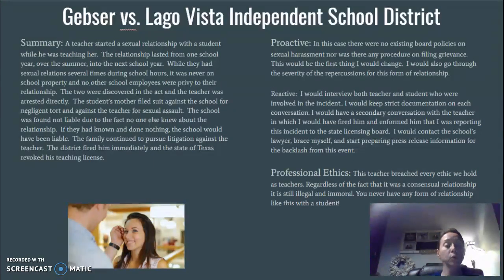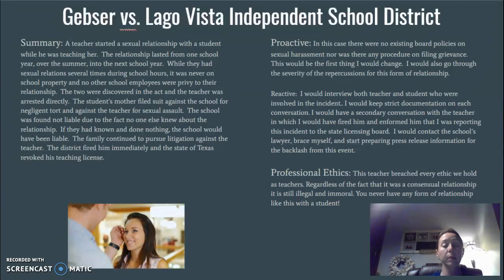The two were discovered in the act, and the teacher was arrested immediately. The student's mother filed suit against the school for negligent tort and against the teacher for sexual assault. The school was found not liable due to the fact that nobody else knew about this relationship. If they had known and done nothing, the school would have been liable.